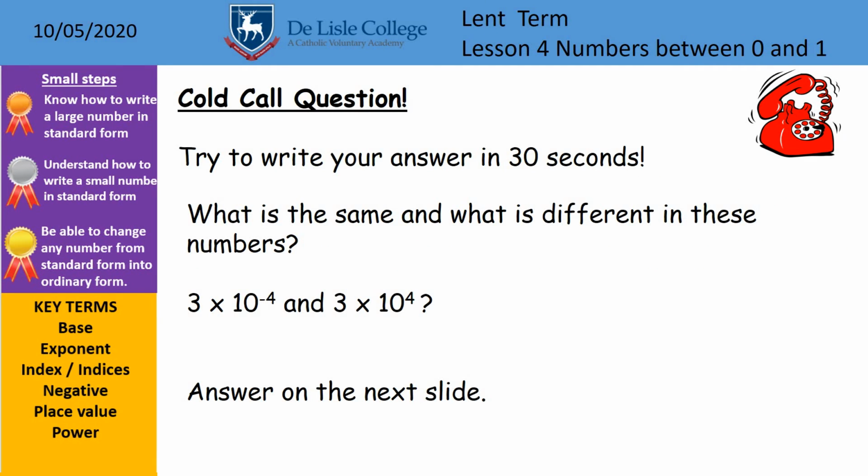Okay, so now we've got some things for you to write down in your book. What's the same and what's different in these numbers? 3 times 10 to the power of minus 4 and 3 times 10 to the power of 4. 30 seconds and then click to the next slide.